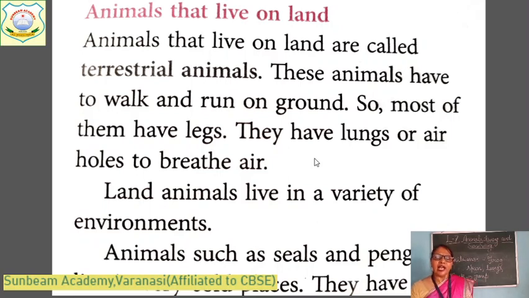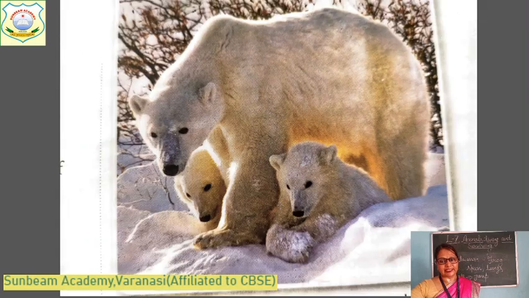And children, our earth is filled with a variety of environments. So land animals live in a variety of places. Animals such as seals and penguins live in very cold places. What type of thick skin do they have? You can see in this picture, polar bear. Special furry skin is there. With the help of this, it can survive. And a special fatty layer, blubber, is present.